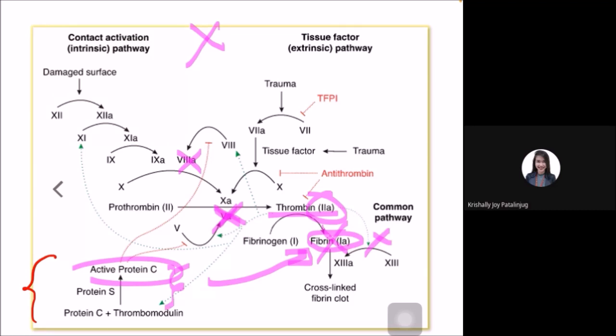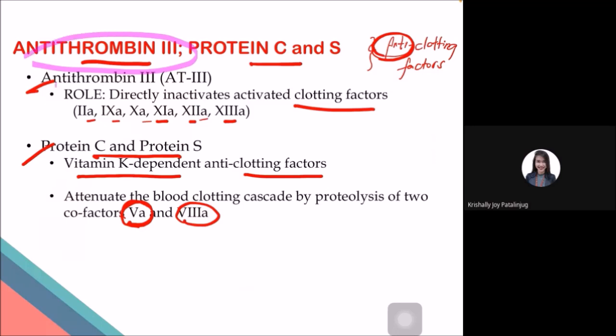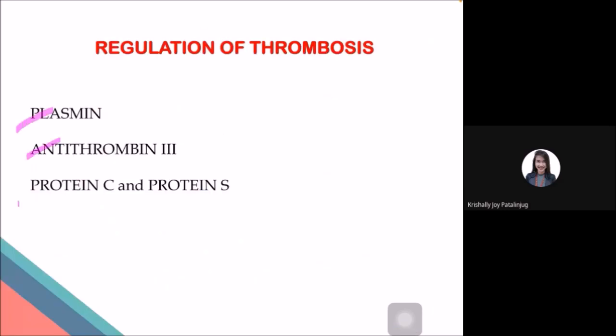Same thing applies with antithrombin 3, no? Okay? Kaya importante no to note these regulators of thrombosis. Okay? So, pwedeng yung goal nila i-degrade si clot or pigilan yung further stabilization ng clot. So, altogether, these are the regulators ng clot formation. Okay? And overall, we are done with physiology of clot formation.